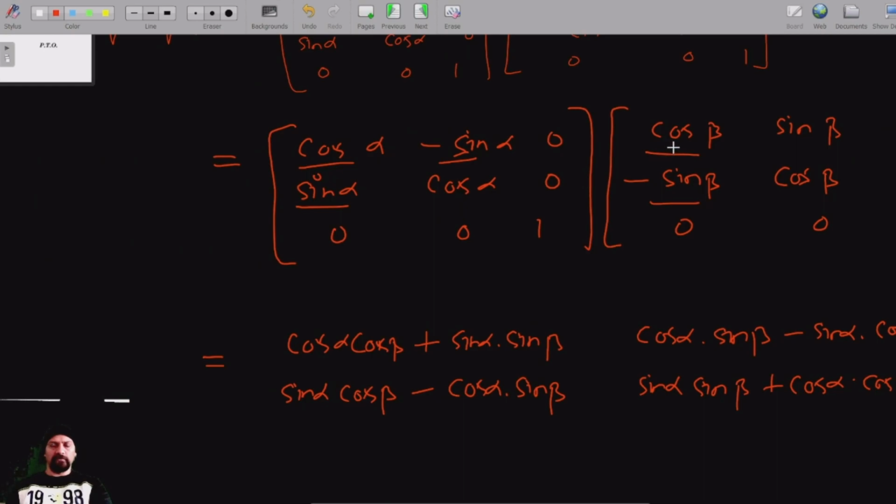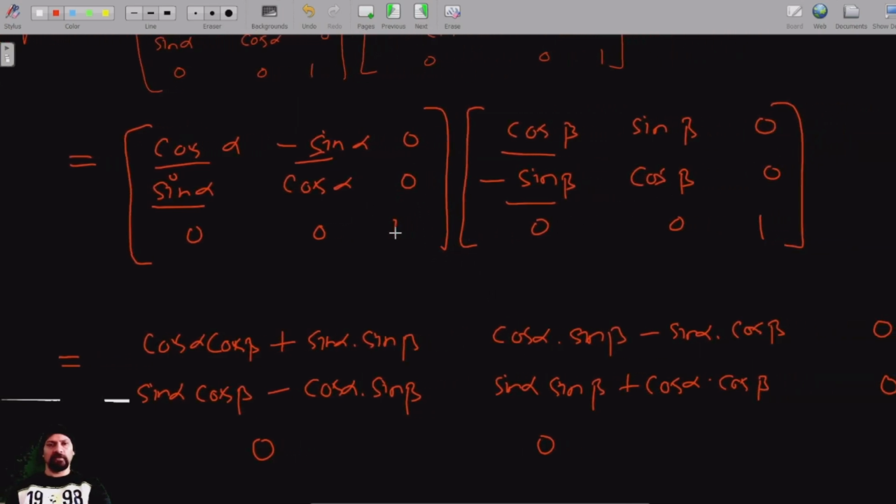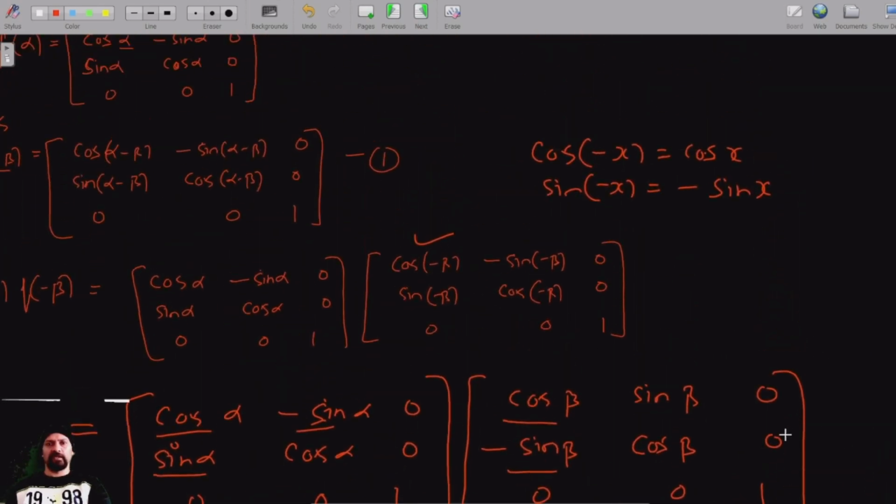Okay, now 0 into cos alpha is 0, 0 into sine alpha is 0, 1 into 0 is 0, so this is 0. And 0 into sine beta, 0 into cos beta, 1 into 0 is 0, and 1 into 0 is 0. 0 into 0 is 0, 0 into 0, 0, 1 into 1 is 1.